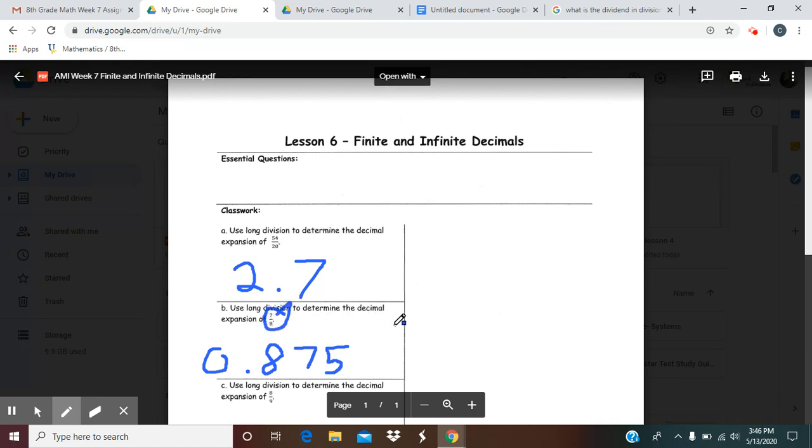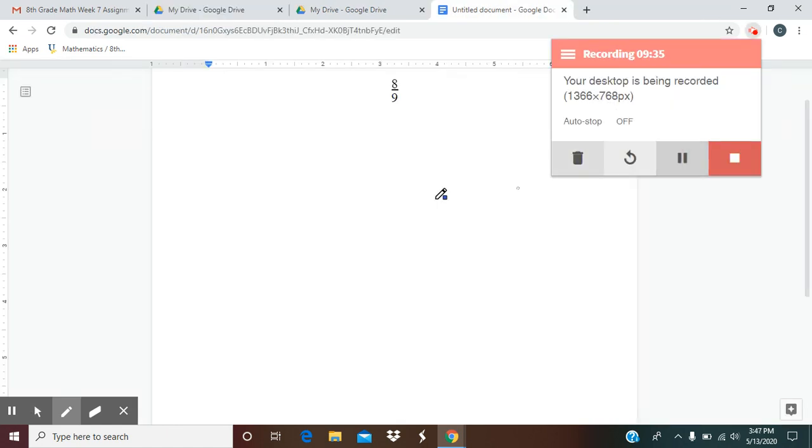All right, so now I want to look at one that's a little more interesting. I'm going to take a look at part C, which wants us to use long division to determine the decimal expansion of 8/9. So give me a moment to get back to the other page. All right, so we are back. Now we're going to do 8/9. So let's get my problem set up. I'm going to have my numerator inside, denominator outside.